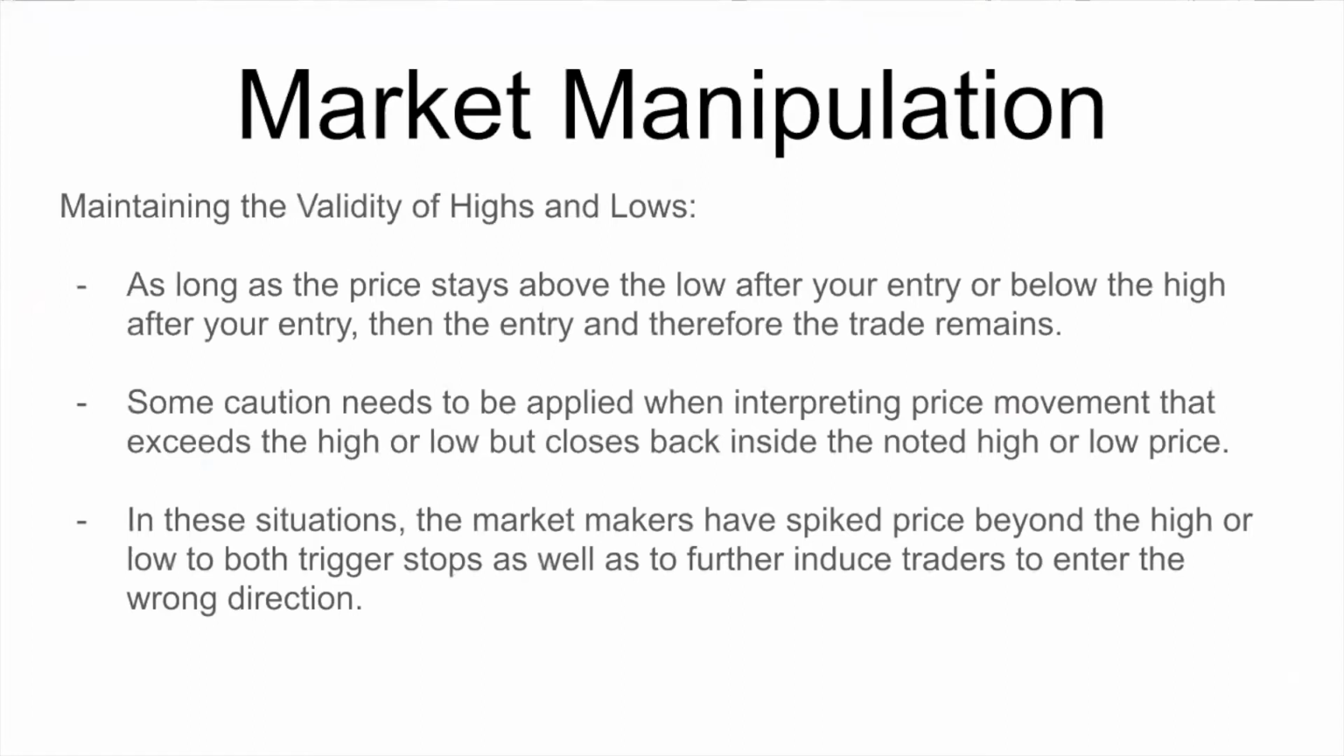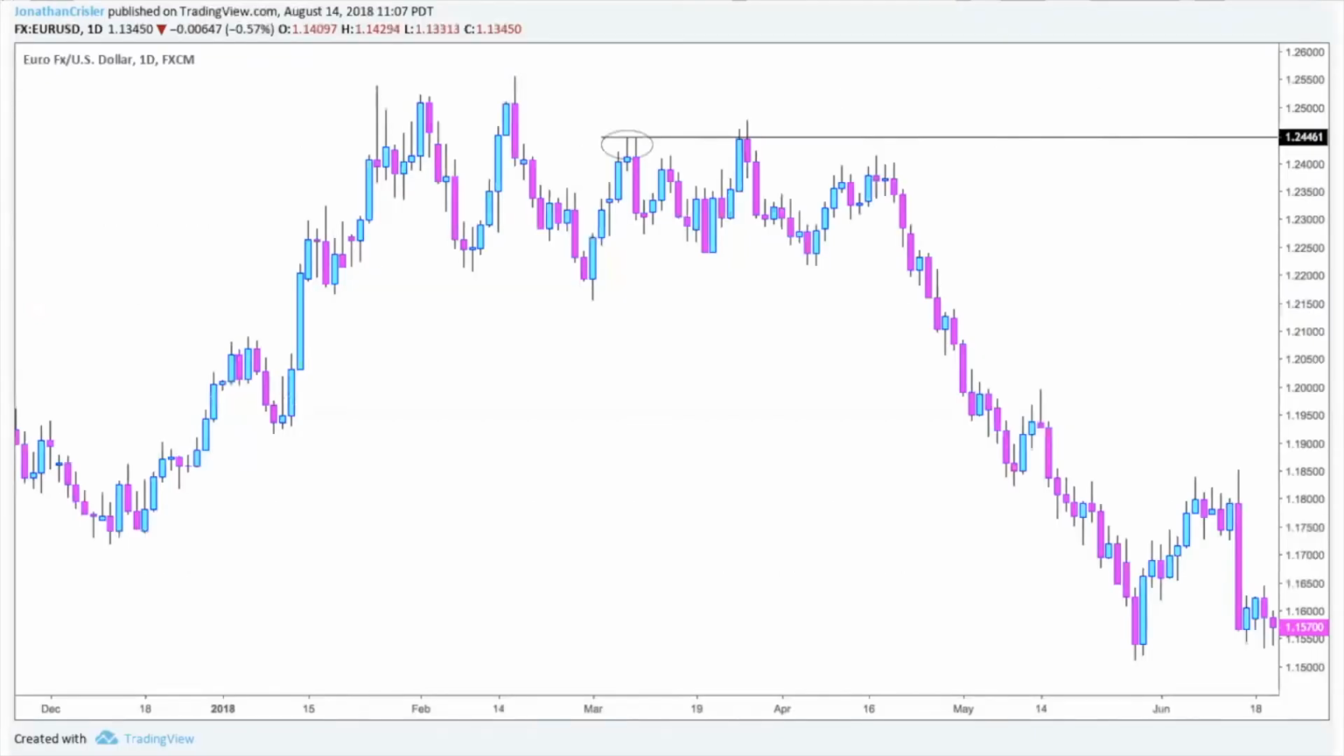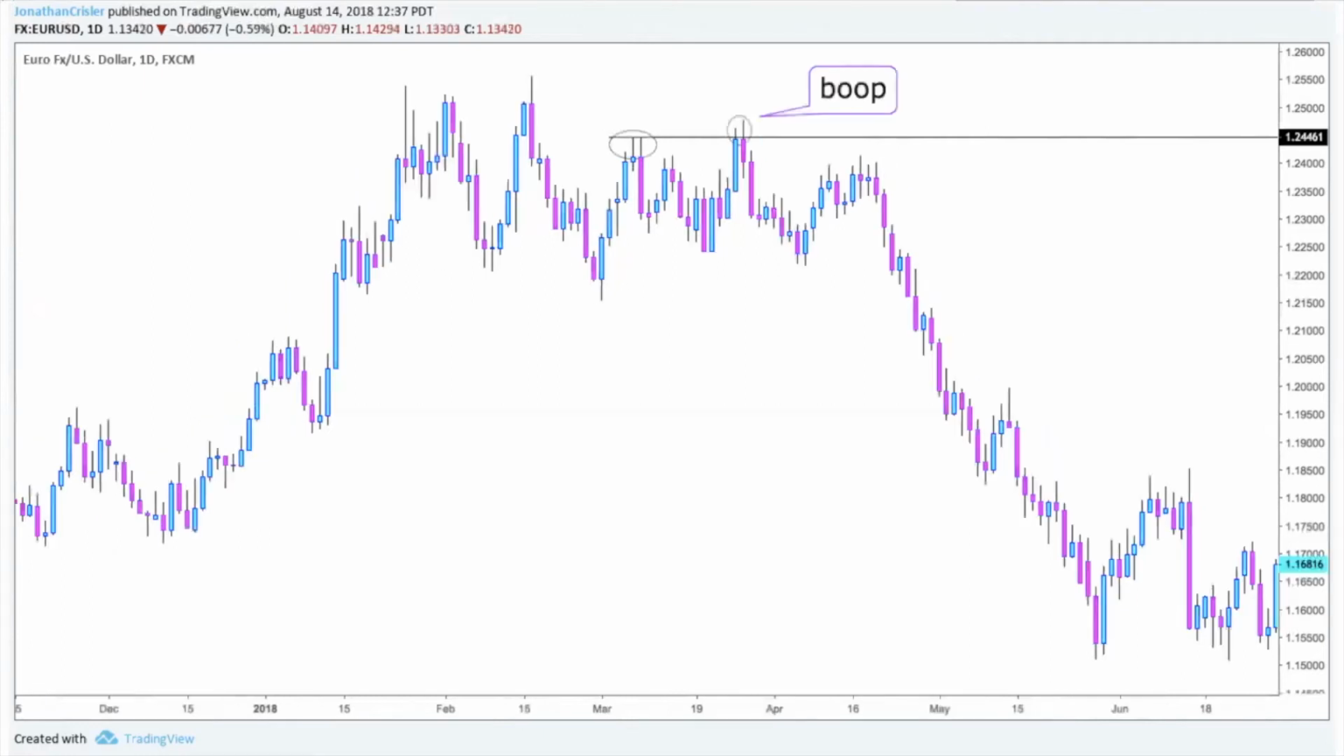So this might sound contrary to what I just said, but let me show you an example of what this means. So we see, let's say we took a sell right at that circle right here. Then I have a horizontal line to represent the previous high. But then we can see that previous high was beat just slightly, but then price proceeded to fall right after that.